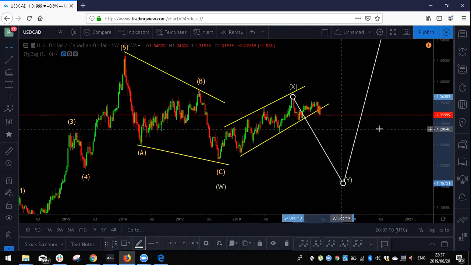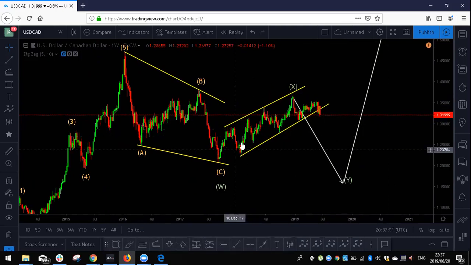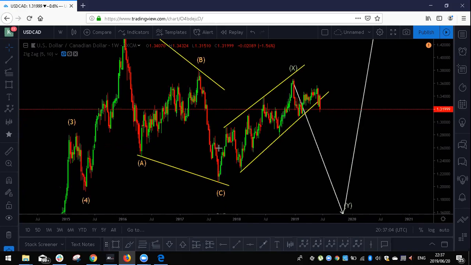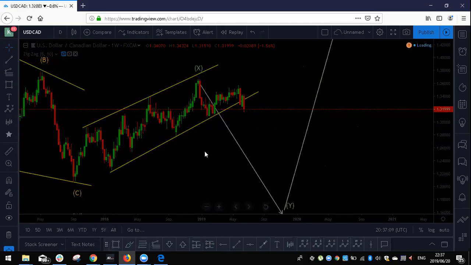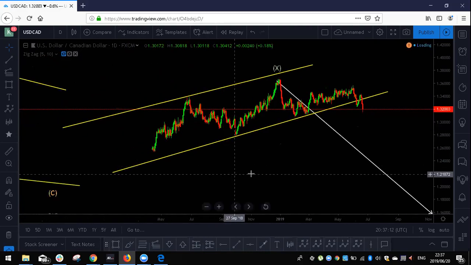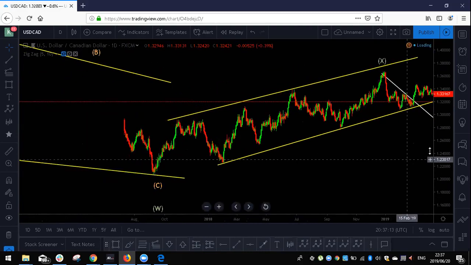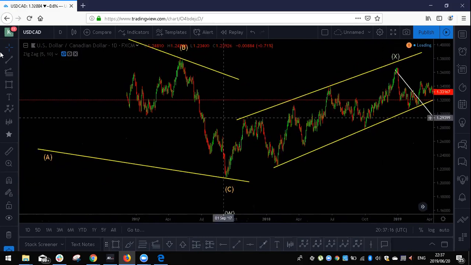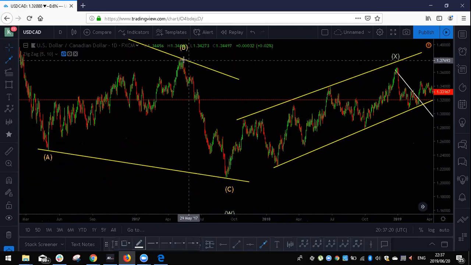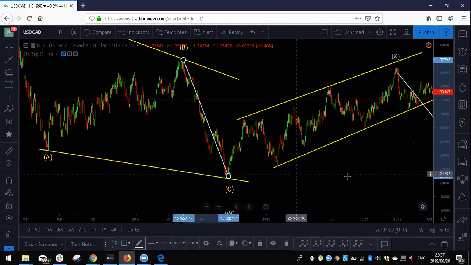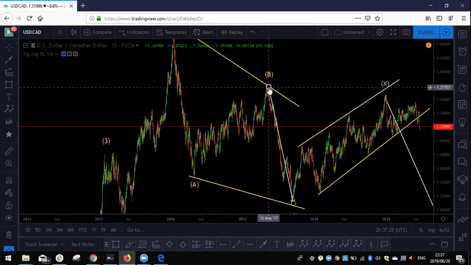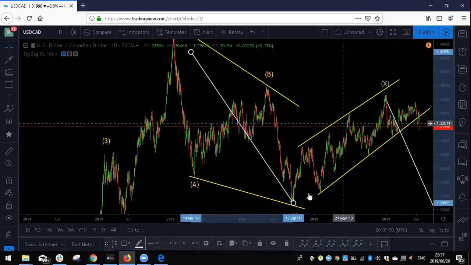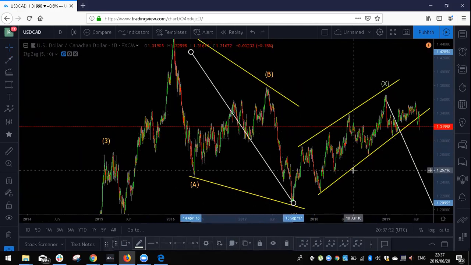If you like, you can go deeper in these degrees, if you feel like you need the inner count. We can go to the daily and count some more, or to confirm the inner count. So we can take this whole thing as our impulse move. Now we are correcting this move.